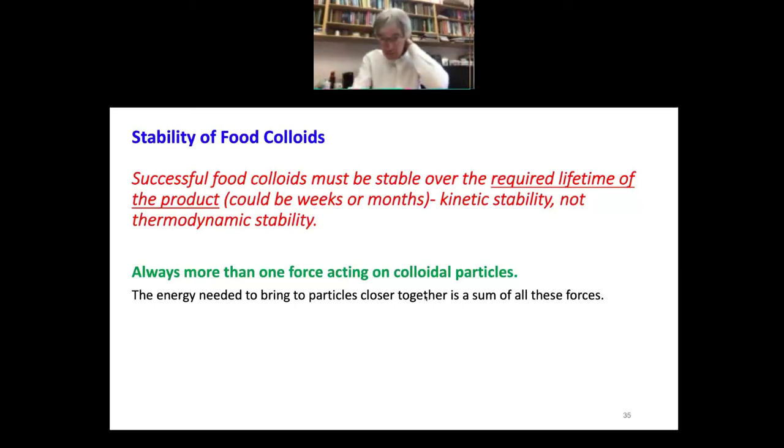Now, what are the destabilizing forces? There's several of them, and what we need to think about is which ones are present in our food system and what is the sum of all of them together. And typically when we talk about colloidal stability, we're comparing the stabilizing factors versus the destabilizing factors, and which one is going to win out and how long is it going to take.